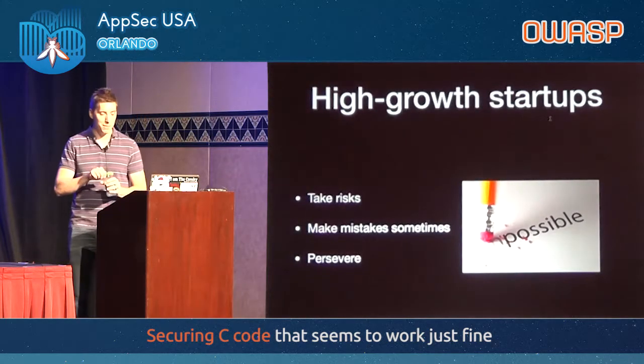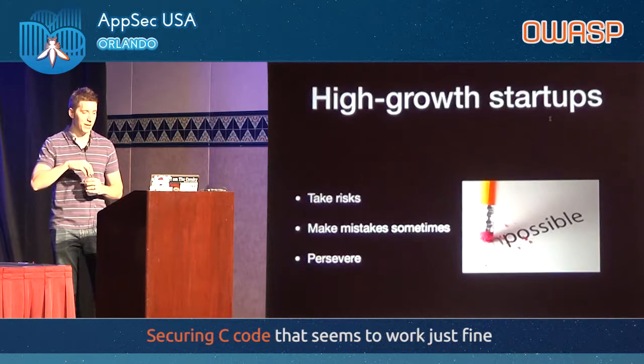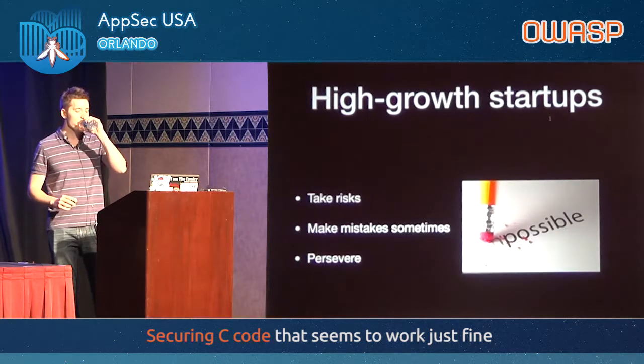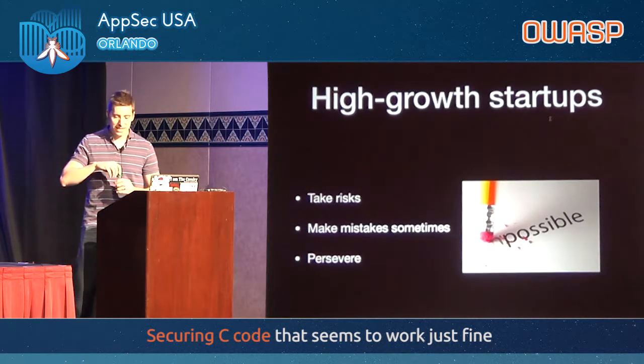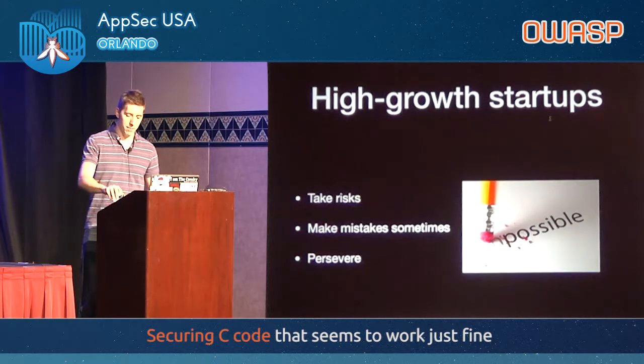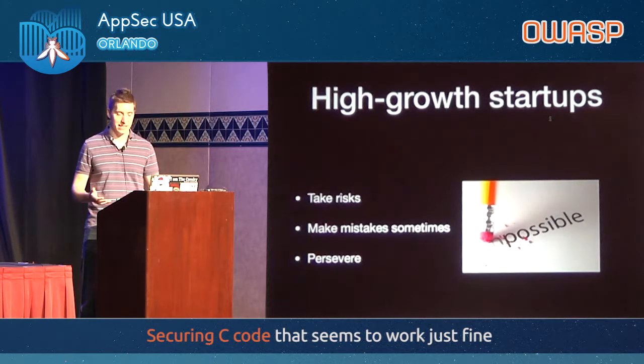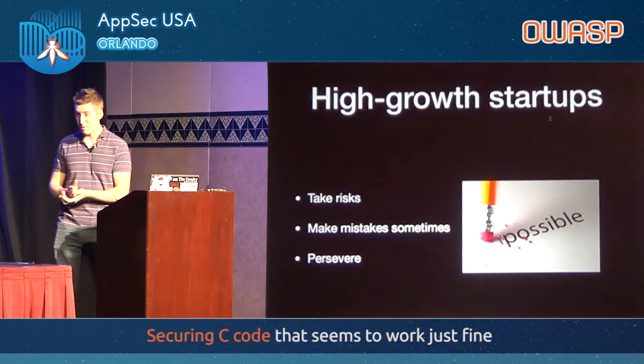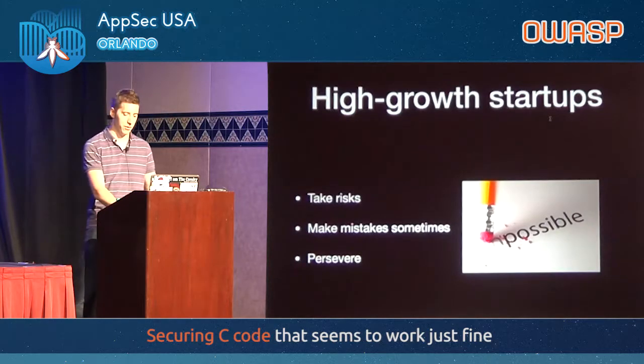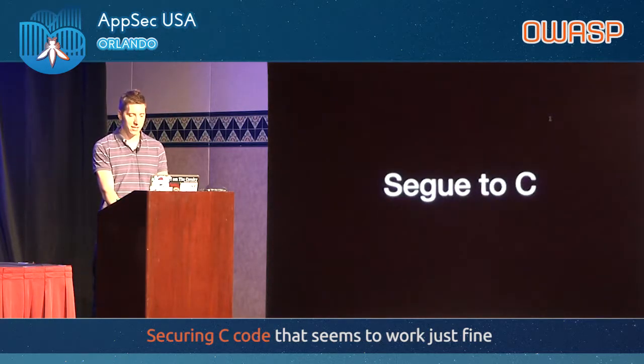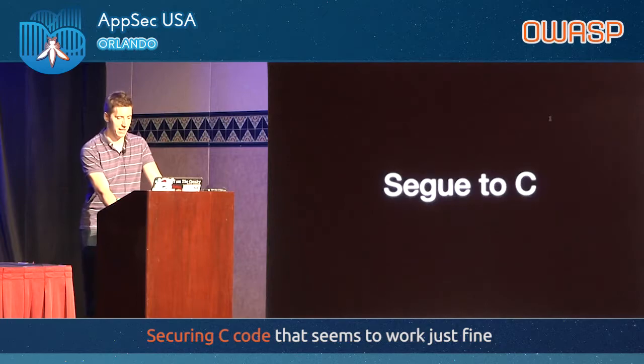Okay, so these are some non-controversial ideas about high-growth startups. Basically, how they operate is they tend to take risks, try to do something crazy, kind of like Fastly did, and hopefully it pans out, but sometimes they fail and they need to persevere through those failures. They take risks, they make mistakes sometimes, and then they persevere through them. And so now I'm going to subtly segue to talking about the C language, to change gears a little bit.